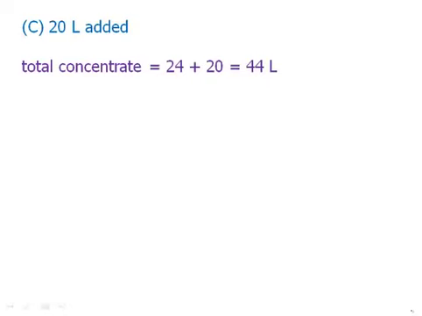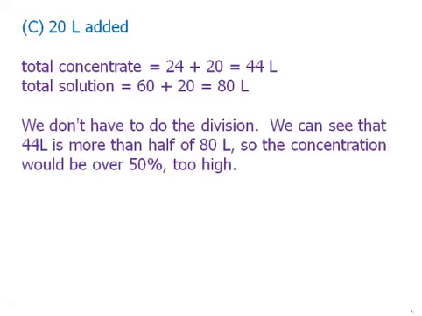And so that means that we have a total of 44 liters. That is the amount of acid in the solution. And of course, the total volume of the solution is going to be 80 liters. And so we want to know, do we have the right concentration? Well, we don't have to do the division. We can see that 44 is more than half of 80. So we don't even need to know the exact number. All we need to know is the concentration would be over 50%.